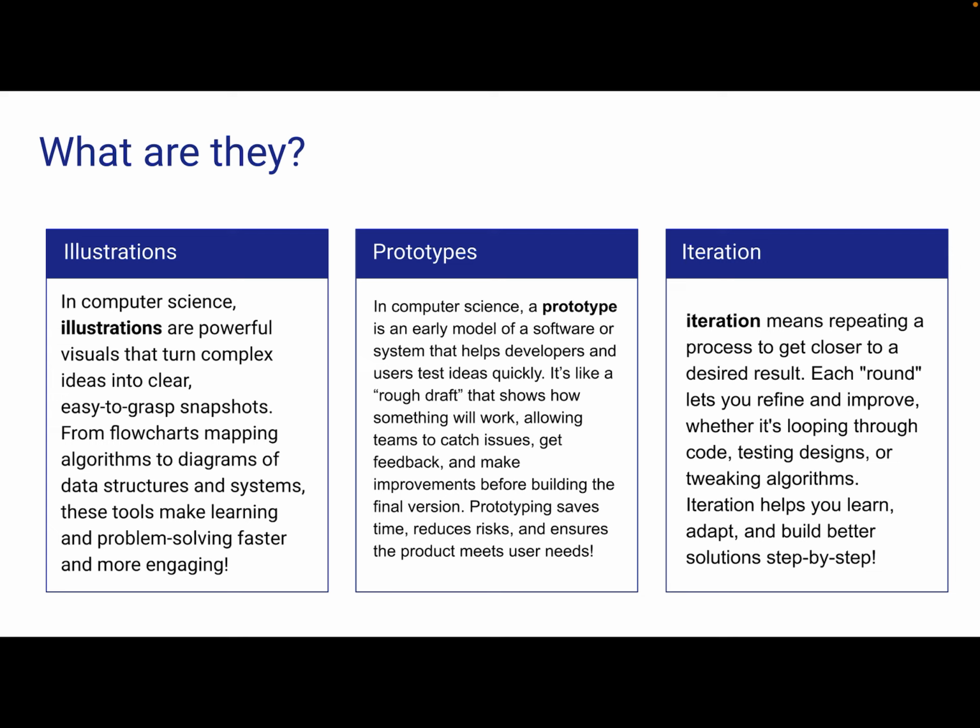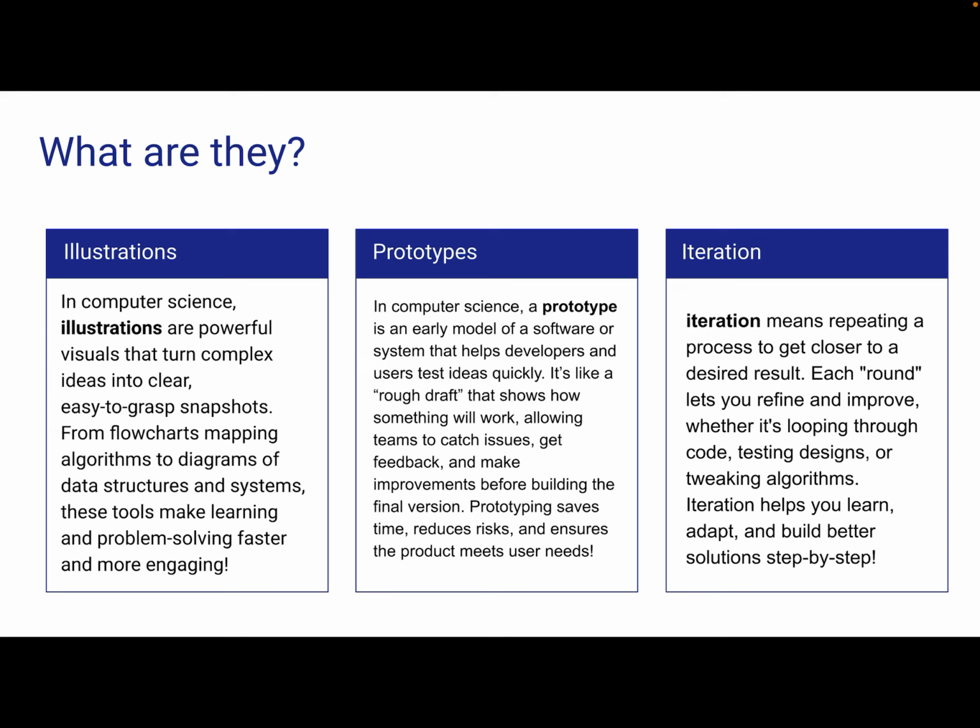Prototypes. In computer science, a prototype is an early model of a software or system that helps developers and users test ideas quickly. It's like a rough draft that shows how something will work, allowing teams to catch issues, get feedback, and make improvements before building the final version. Prototyping saves time, reduces risk, and ensures the product meets user needs.